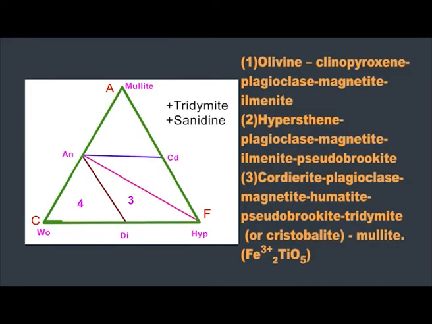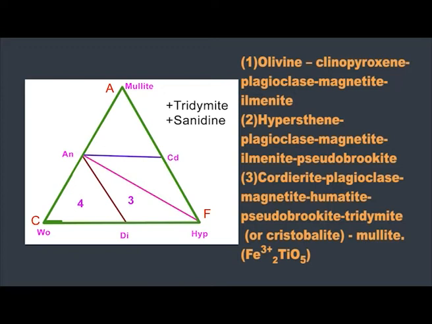First, olivine, clinopyroxene, plagioclase, magnetite, ilmenite. Second, hypersthene, plagioclase, magnetite, ilmenite, pseudobrookite. Third, cordierite, plagioclase, magnetite, hematite, pseudobrookite, tridymite or cristobalite, mullite. The sequence 1 to 3 represents pre-metamorphic compositional changes from olivine basalt to montmorillonitic weathering products.